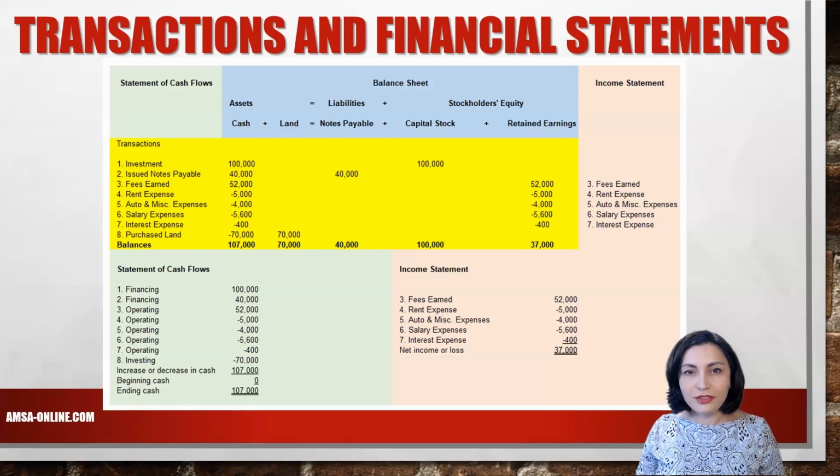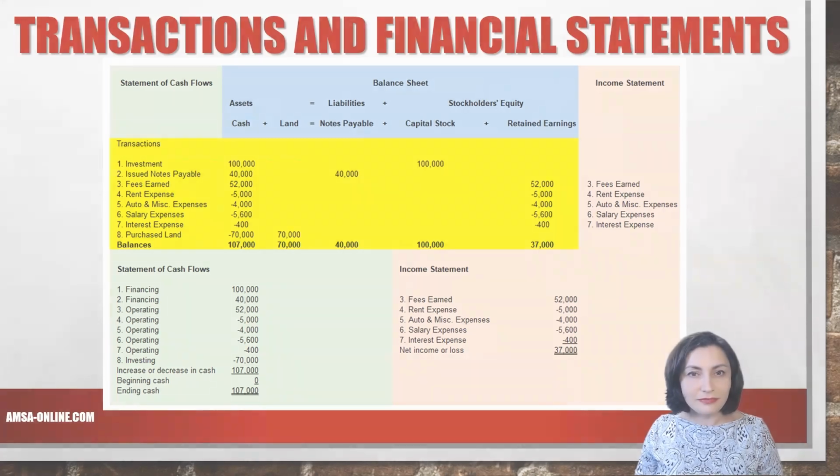This transaction decreases the balance in cash to $107,000 and increases the balance of land to $70,000. Balances of notes payable, capital stock, and retained earnings remain the same. This transaction does not have any effect on the income statement.